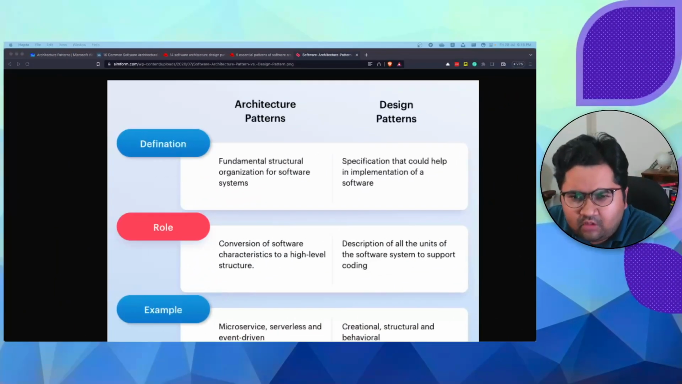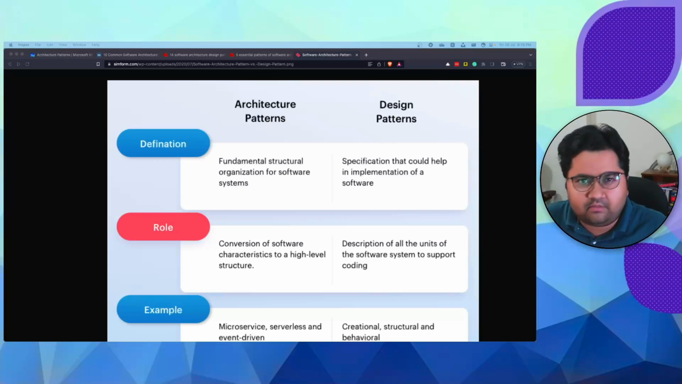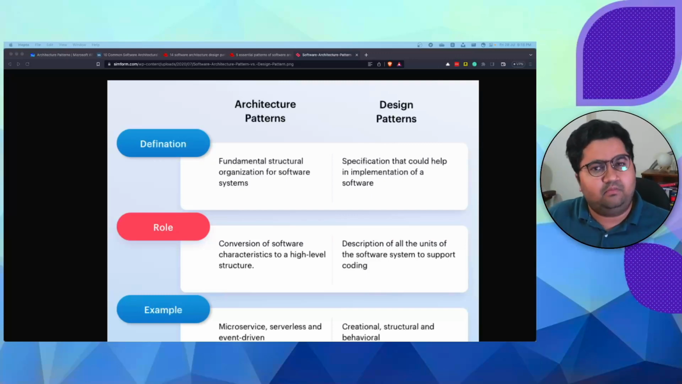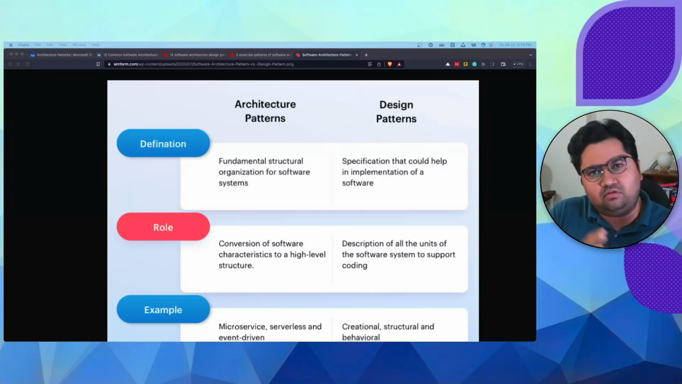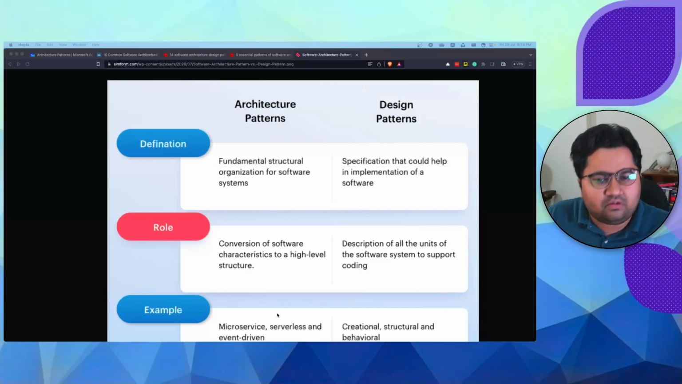So if we talk about architecture patterns and design patterns, there are fundamental semantic differences between them. Architecture patterns operate at a higher level of abstraction, while design patterns are lower level and are mostly focused on the implementation of a software. There's a good tabulation between them.